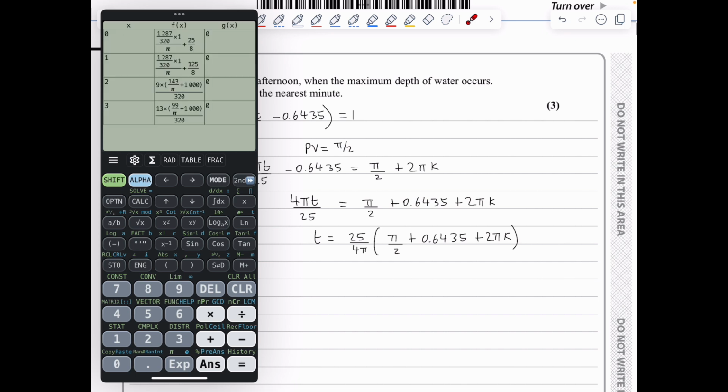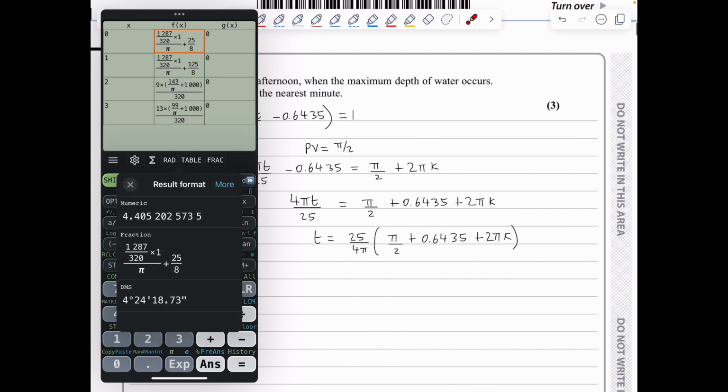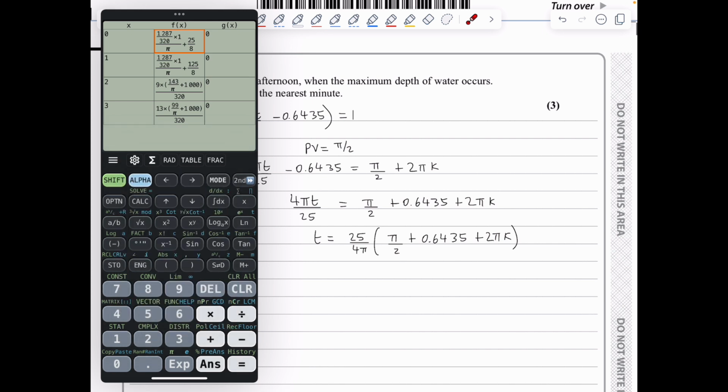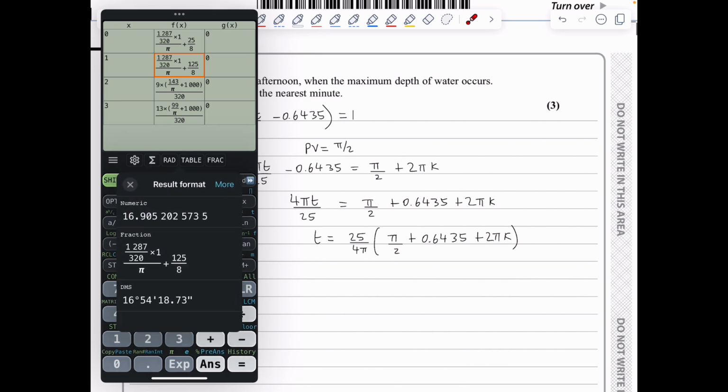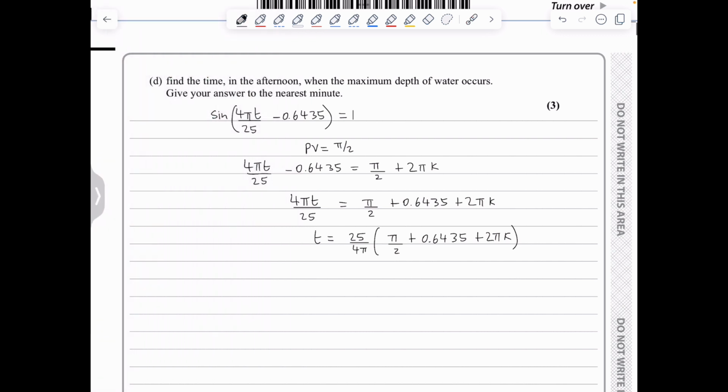So all of these solutions for f of x are valid times, and I want to pick the one that's in the afternoon. If I just click on the first one here, we can see that it's at 4:24:18, and so on. That's in the morning. So I go to the second one here, and I see 1600 hours, 54 minutes, and 19 seconds. So I can immediately deduce that the time I'm after is 16:54 in the afternoon.